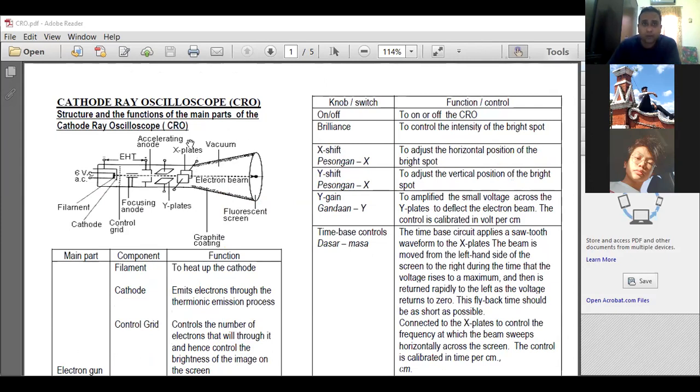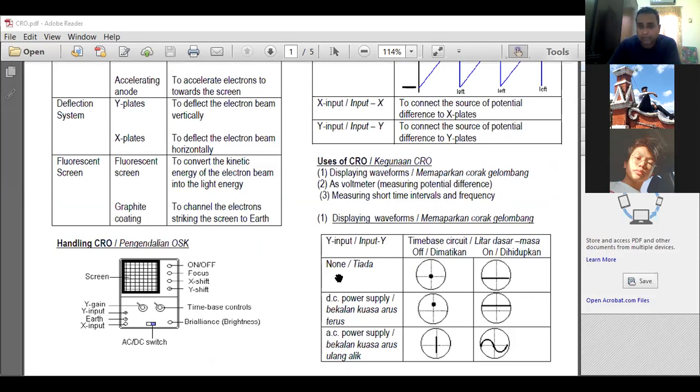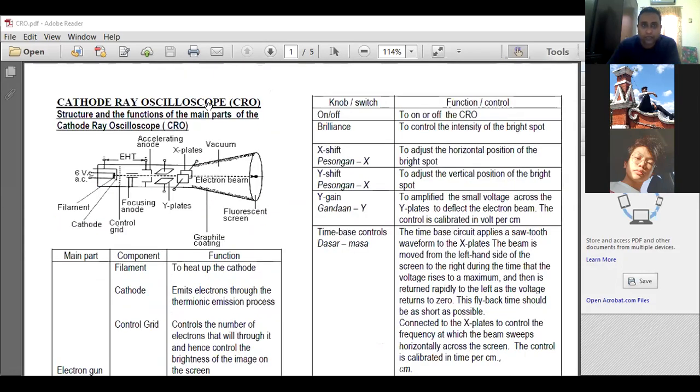Now the next one: not connected to any power supply, but the time base is on. What's going to happen is, your cathode ray will travel straight, but when it comes to the X plate, it's forced to oscillate left and right, left and right, sebab dikenakan alternate voltage. So you see on the screen, dia akan bergerak kiri kanan kiri kanan, because the cathode ray akan dipaksa bergetar kiri kanan. So that's why you see one horizontal line like this.